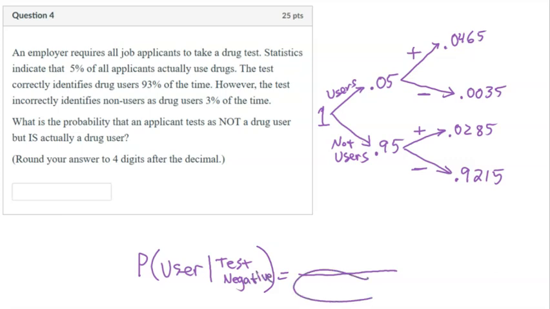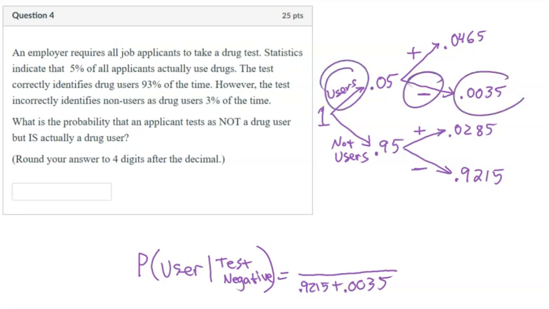So we're going to put all the test negatives in the denominator. That's 0.9215 plus these guys who tested negative also, 0.0035. And then in the numerator are the people that are actually drug users but tested negative. So users that tested negative, that's 0.0035. And now we're going to go back to the calculator.